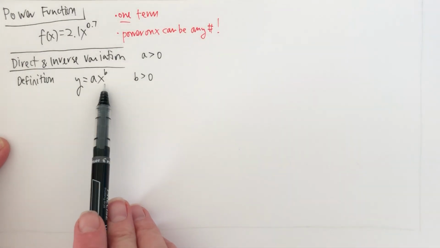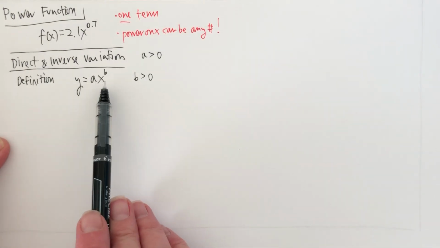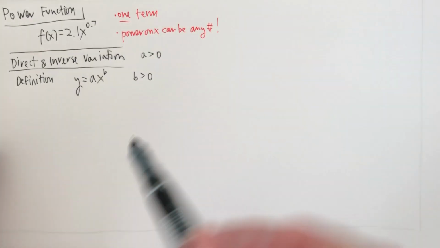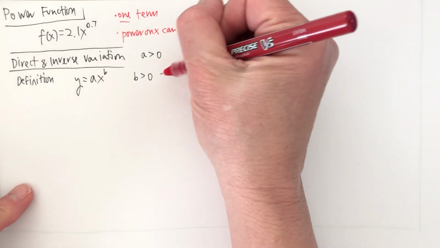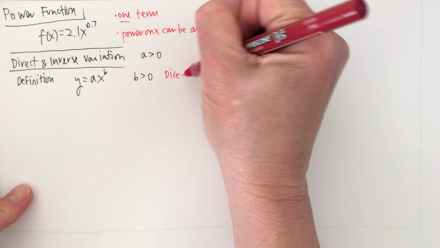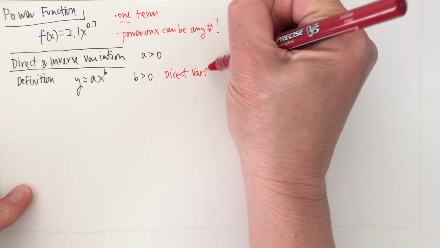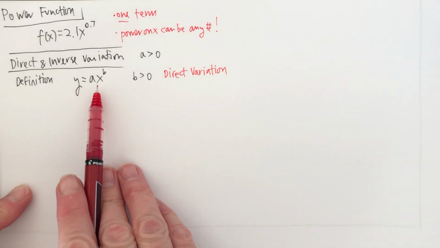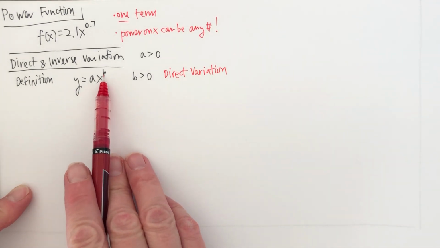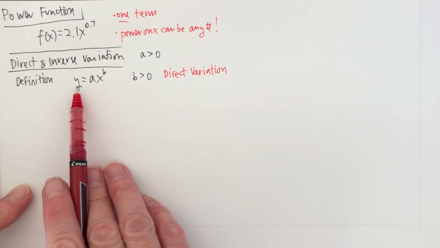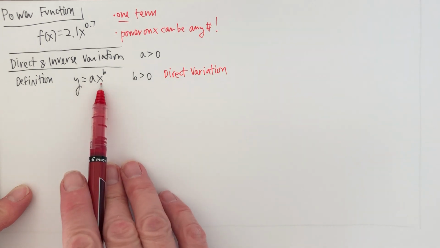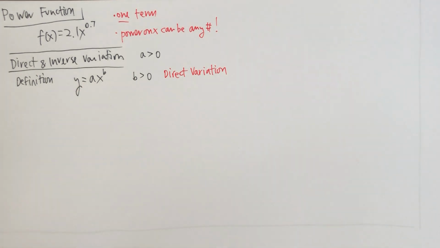Okay, remember your variables are x and y. Those are your variables, input, output. a and b are going to be some set constants. If you see something like this, this is called direct variation. The idea is, as x gets bigger, as long as this exponent is positive, y will also grow larger. So they work kind of in tandem. This gets bigger, this gets bigger, this gets smaller, this gets smaller.